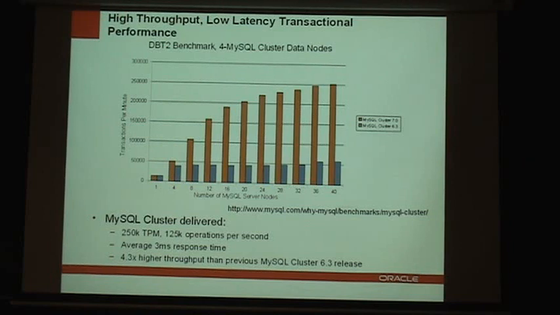We've gone from version 6.3 to 7.0 to, I think, 7.1.2.9 is the latest version. There have been enhancements in throughput, transactions per second, and benchmarks are available online if you're curious. This is just a benchmark with 250,000 transactions per minute, about 3 millisecond response time, a little over 4 times faster than the previous version.